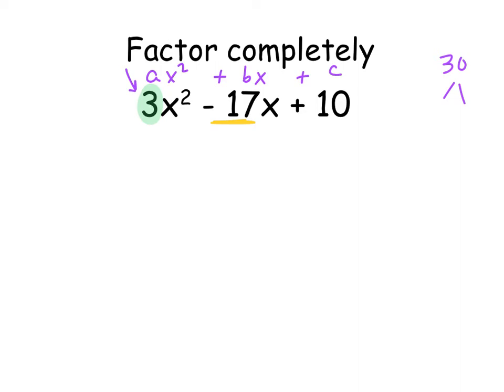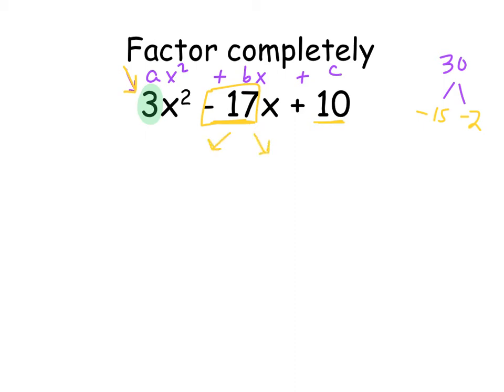The only difference is it's not just factors of 10 like we did in the warm-up problem. We need to incorporate this a value of 3. So 3 times the 10 is 30, and let's split up 30 in a way so that the terms add up to negative 17. With 30 we could do 10 times 3, 15 times 2. I need to add up to negative 17, so negative 15 times negative 2 would be positive 30, and it would also add up to the negative 17.